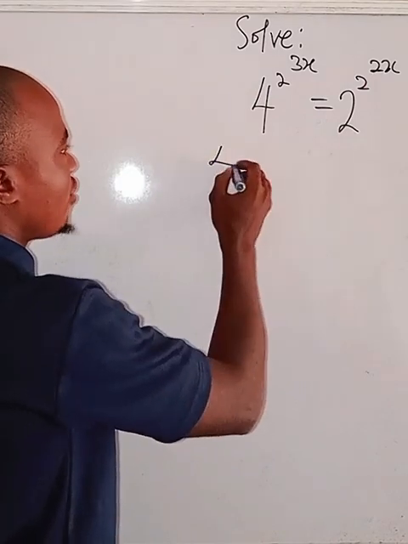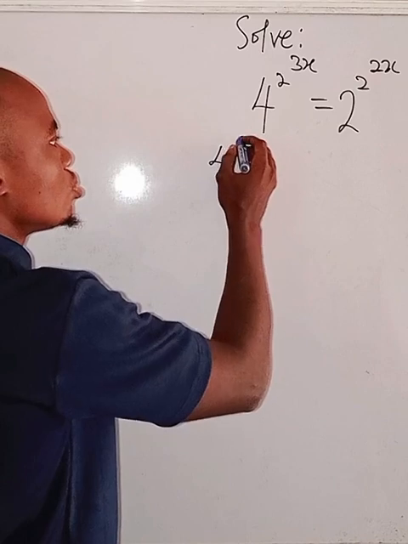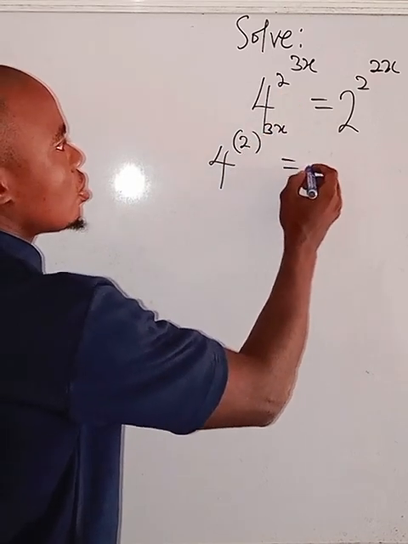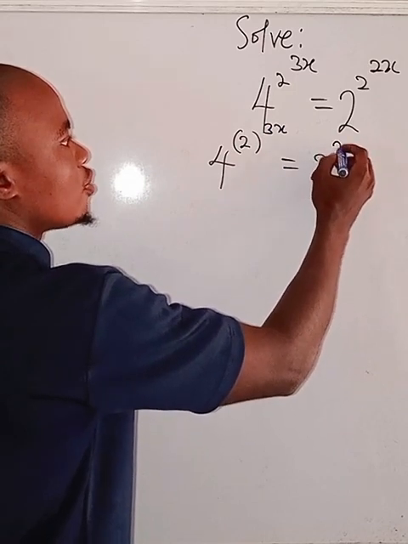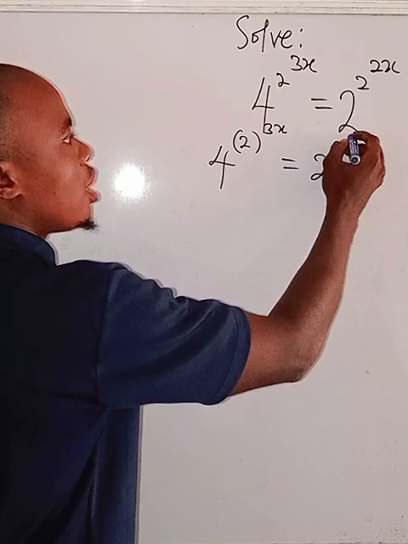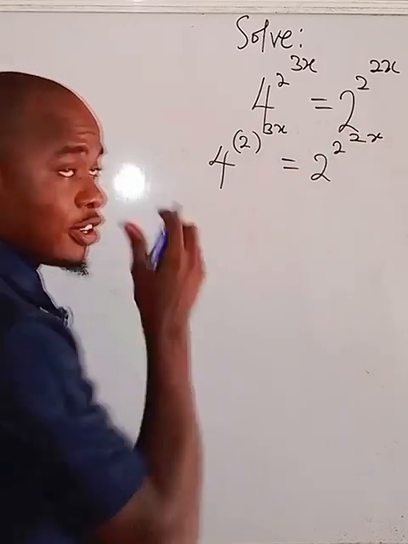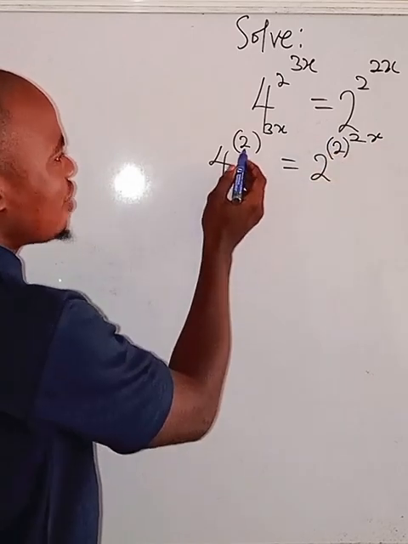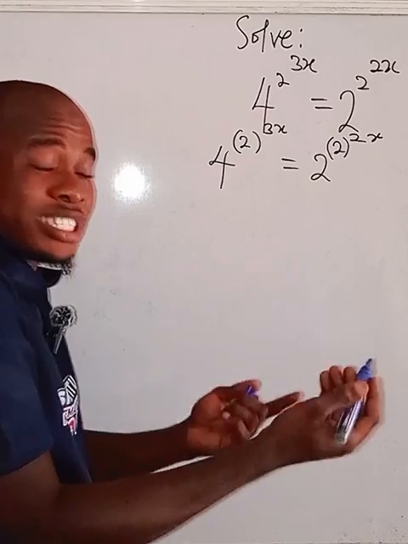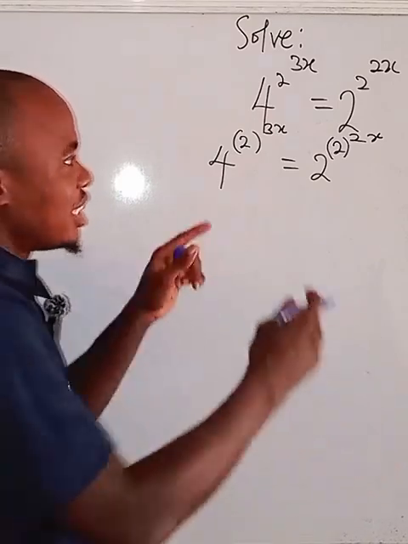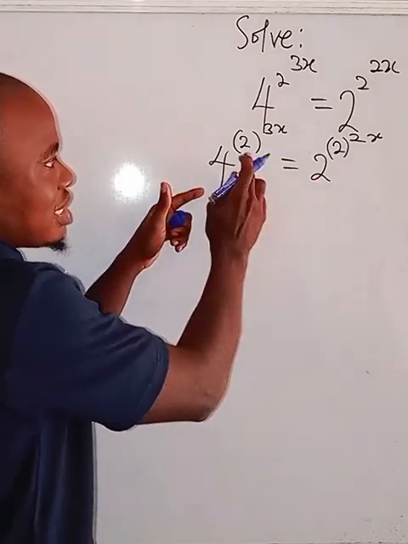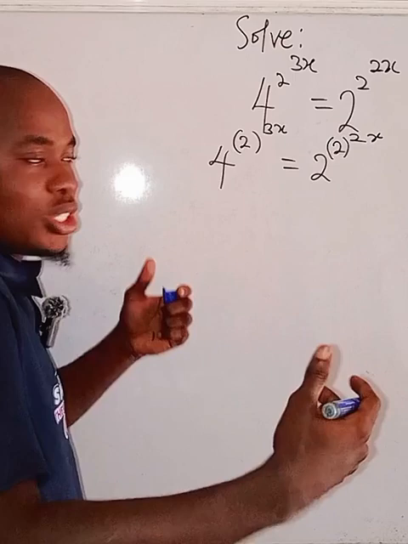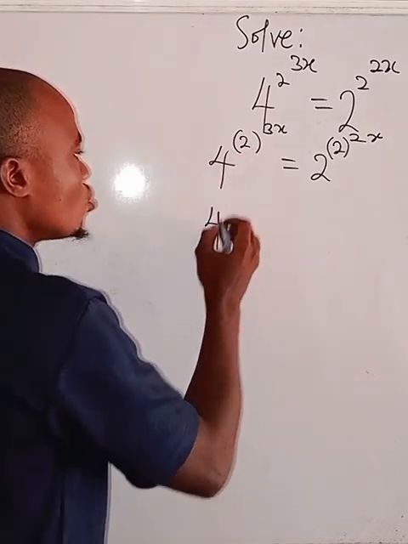Let me rewrite that. We have 4, this can be 2, to the power of 3x, equals 2 to the power of 2, then to the power of 2x. Are you following? Now, let me put the parentheses here. Having the parentheses, this 2 is serving as a base on its own. Let's forget this 4 and 2. This 2 is the same base on its own. So therefore, this can be 2.